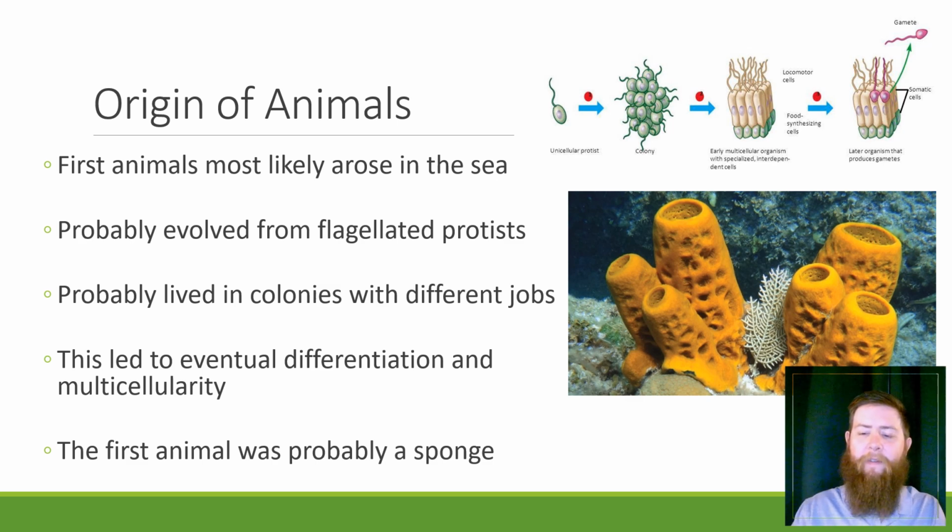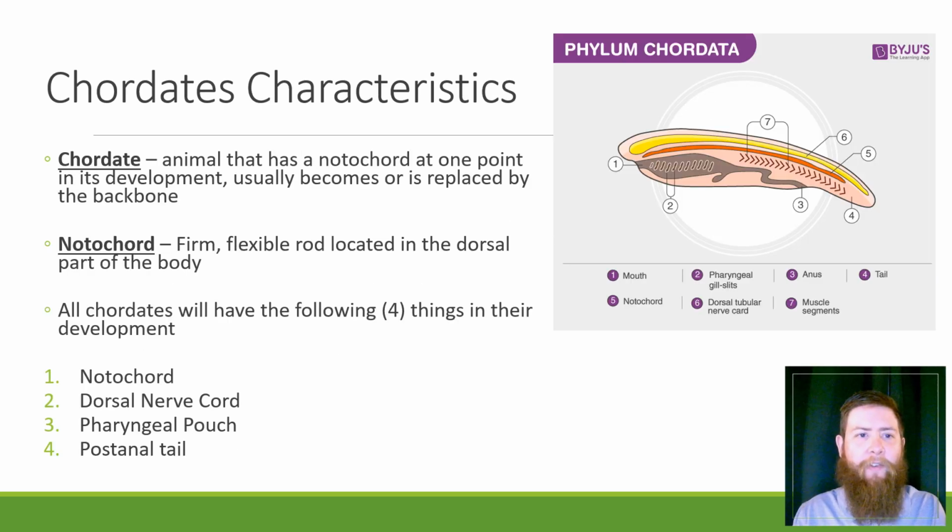A particular type of animal we will talk a lot about are chordates. These are animals that have a notochord at one point in their development that usually becomes or is replaced by the backbone. In this picture here, the notochord is this number 5, this red thing here.